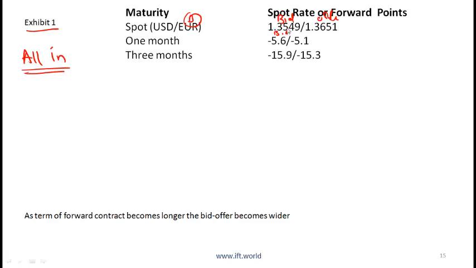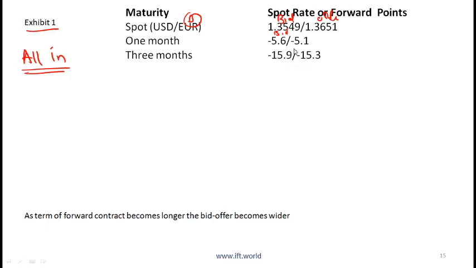Now we are given the spot rate. Let's just take a bid. Let's say that we are interested in selling to the dealer. So the bid rate means the rate at which the dealer will buy, so that means the rate at which we will sell. If we sell in the spot market, we sell euro for this much. But what if we are interested in a 3-month forward contract? So if we sign a 3-month forward contract, what will be the 3-month bid rate?